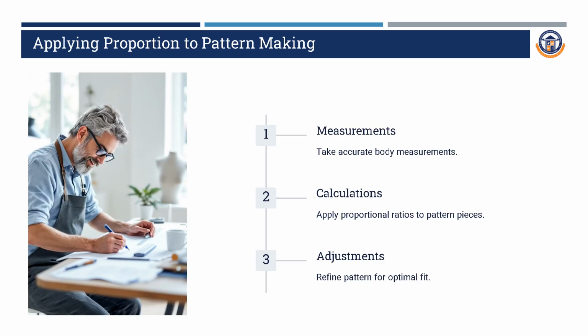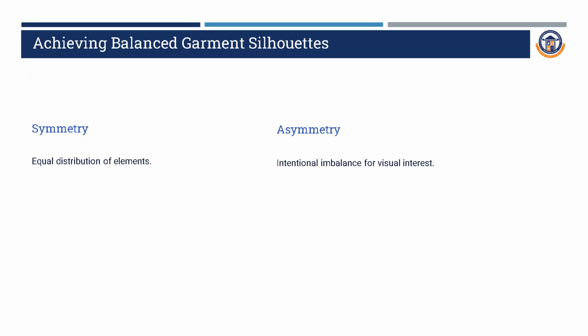Applying proportion to pattern making. There are multiple steps to apply proportion in pattern making. Key steps in pattern making are: take accurate body measurements, apply proportional ratios to create realistic patterns, adjust the seam and cuts for the best fit. For example, a waistcoat pattern should align with the waistline segment for the 8-head theory to maintain the balance.